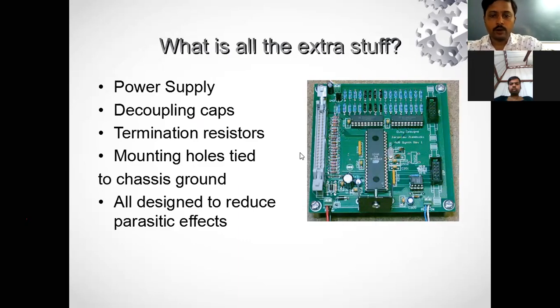What are the basic components a PCB must have? Obviously a power supply, then there could be decoupling caps, termination resistors, and mounting holes tied to chassis ground, like here. You can see that because stability is also needed, all designed to reduce parasitic effect.